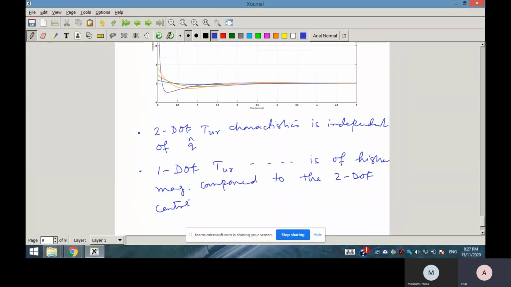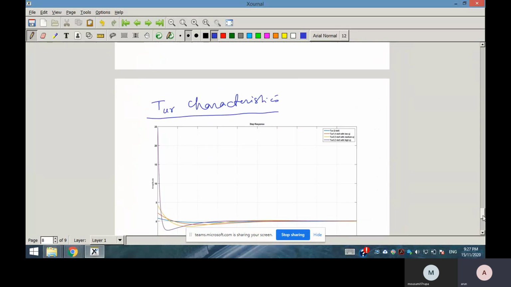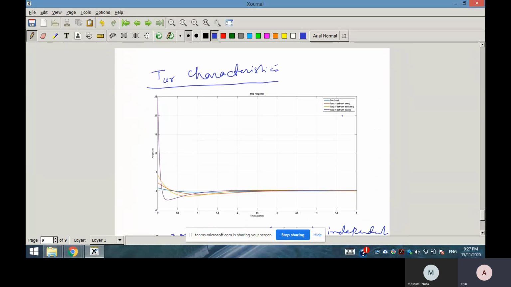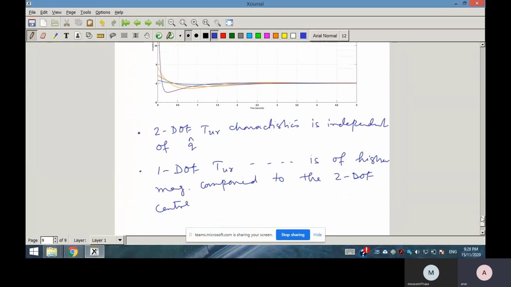You can see this higher magnitude occurs because of that HS polynomial that is close to the imaginary axis. In case of smaller value of Q hat, it is much closer to the imaginary axis, so that's why the peak has increased very much. But the TU to R characteristics in case of 2 degree of freedom control is independent of Q hat. So if you design the 2 degree of freedom control following the approach I have mentioned, this kind of advantage you can easily get.